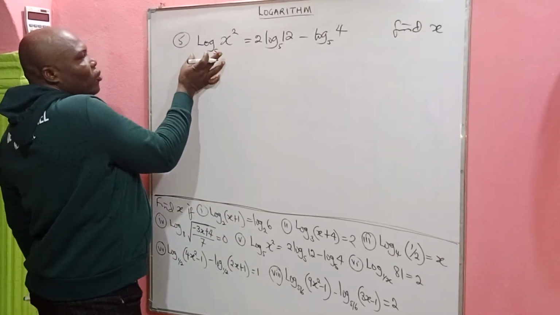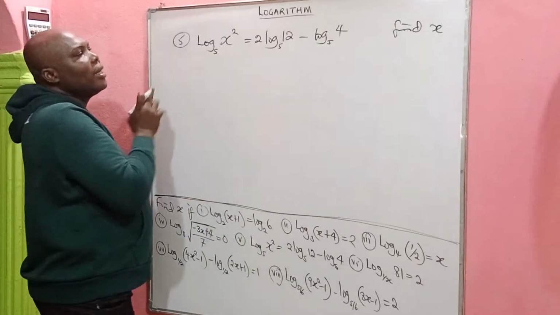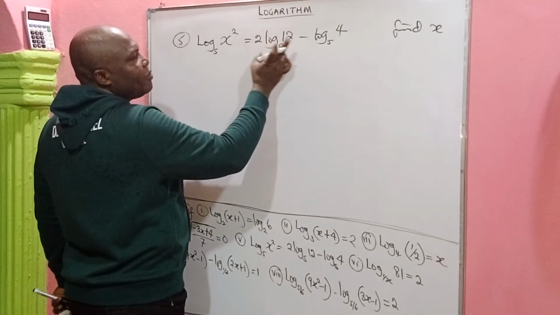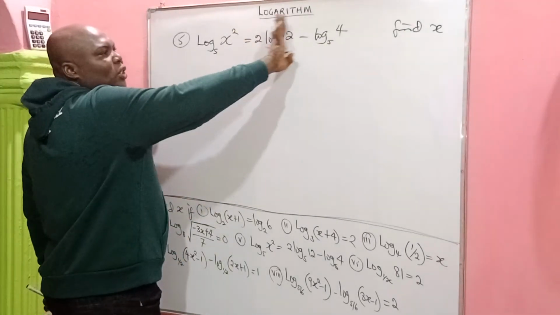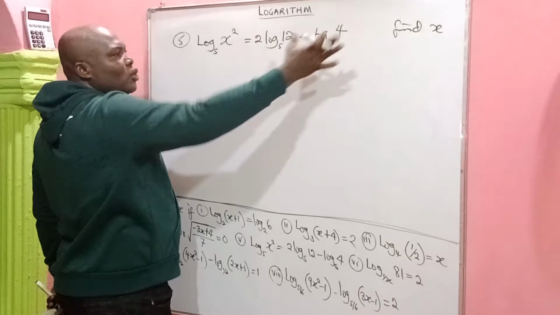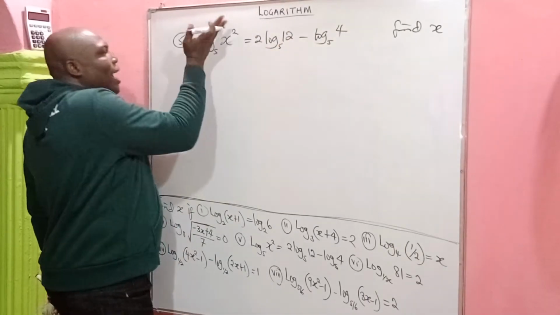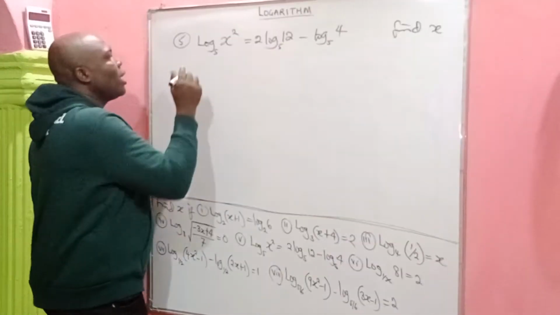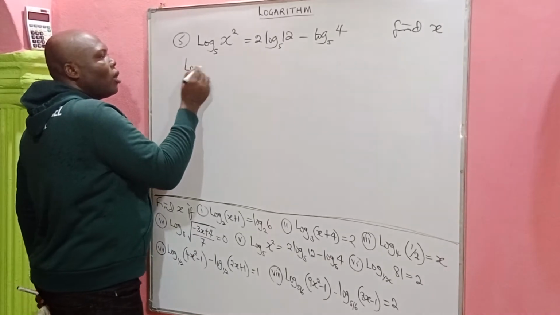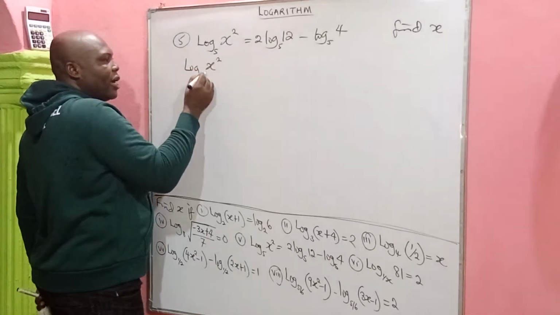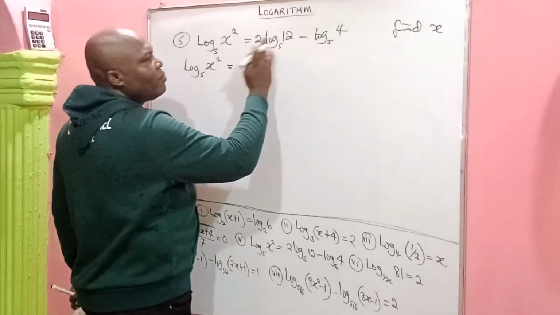Here we have log to the base of 5 on one side, and here log to the base of 5 twice. So we need to first resolve this so that it becomes 1, so that the log can cross to the other side. That's the first thing we have to do. So we have log of x squared to the base of 5 is equal to, let's resolve this to become 1.